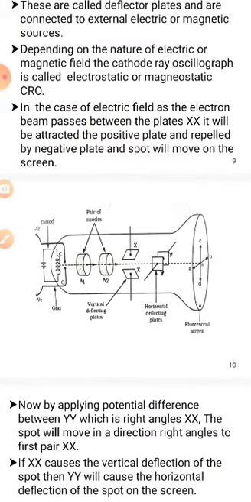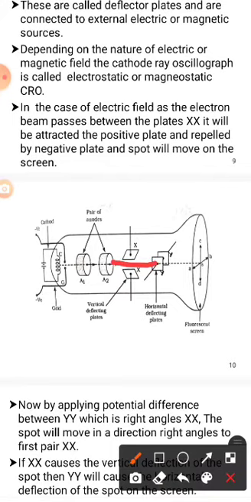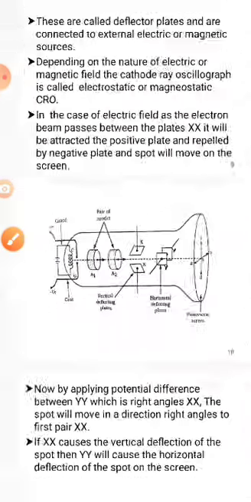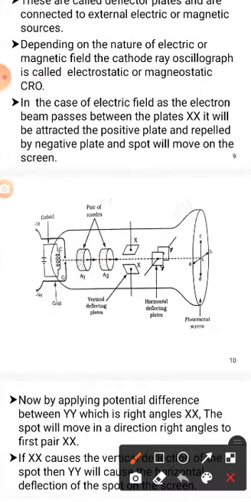In the case of an electric field, the electron beam passes between the plates. These are the x-axis plates. The electrons pass between the plates, so these are the positive and these are the negative. The beam will be attracted to the positive plate and repelled by the negative plate.